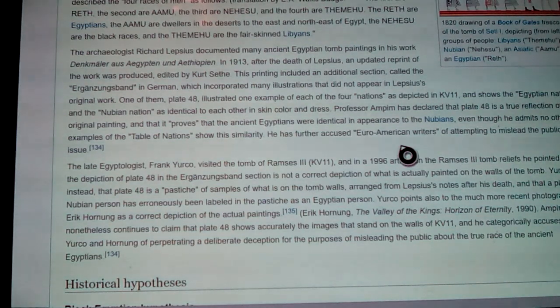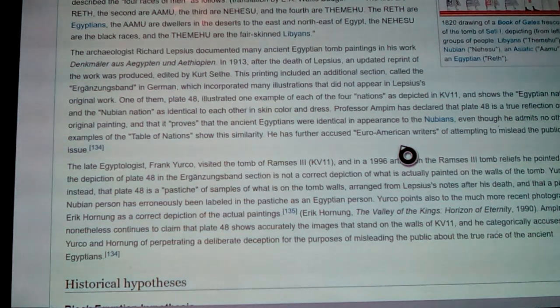dress. Professor Ampem has declared that Plate 48 is a true reflection of the original painting and that it proves that the ancient Egyptians were identical in appearance to the Nubians, even though he admits no other examples of the Table of Nations show this similarity. He has further accused Euro-American writers of attempting to mislead the public on this issue.